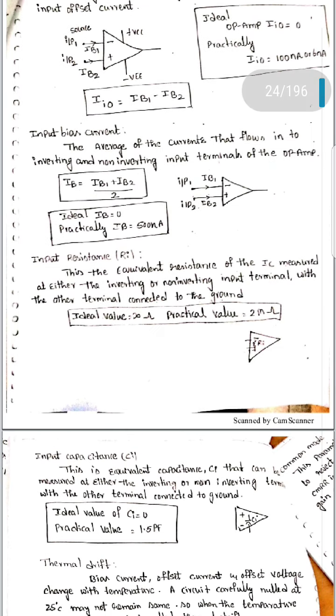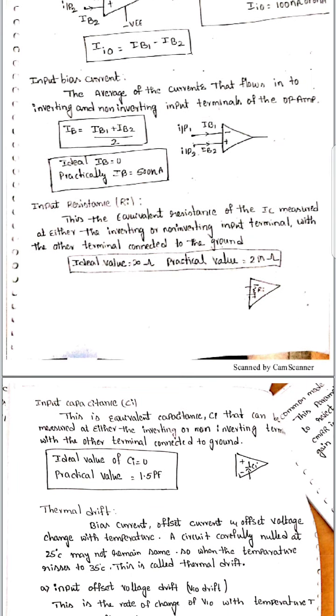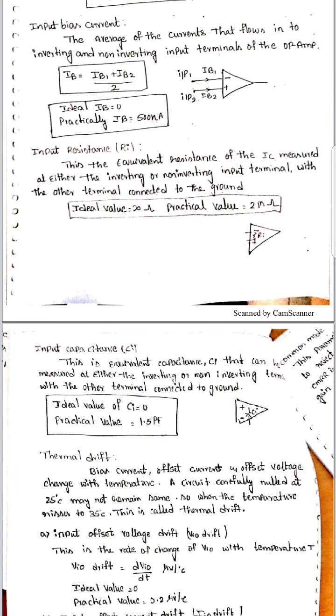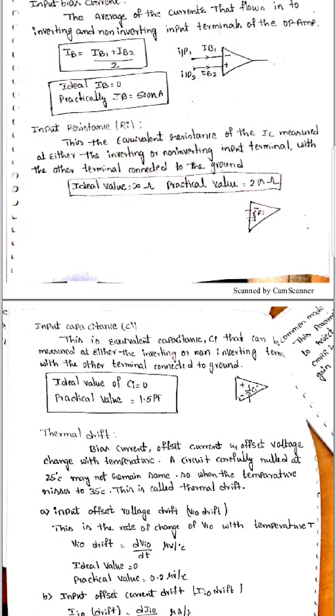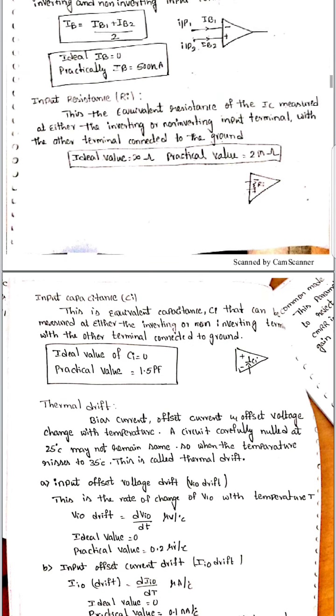Now next, input bias current. The average of the currents that flow into the inverting and non-inverting input terminals of the op-amp. That is, IB is equal to IB1 plus IB2 divided by 2. Here ideal op-amp is equal to 0, practical is equal to 500 nanoamps.